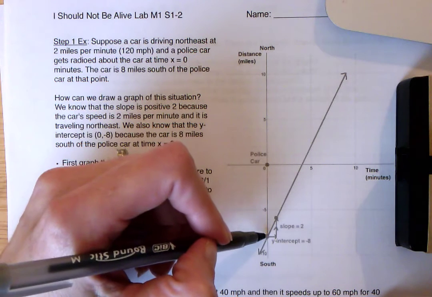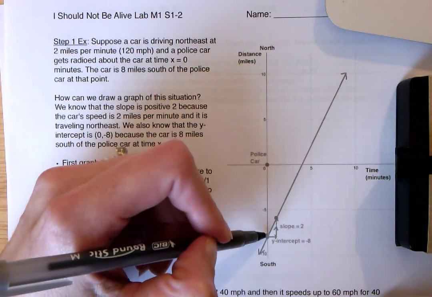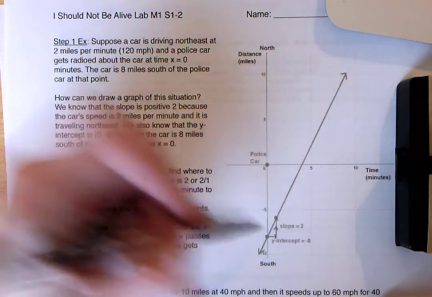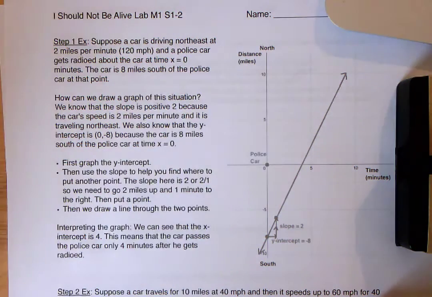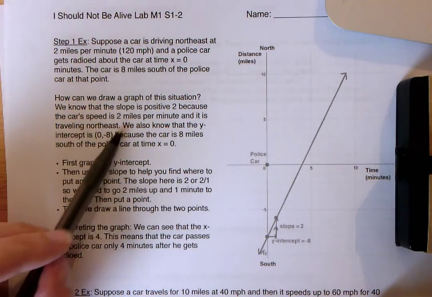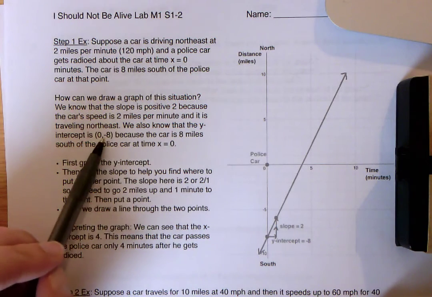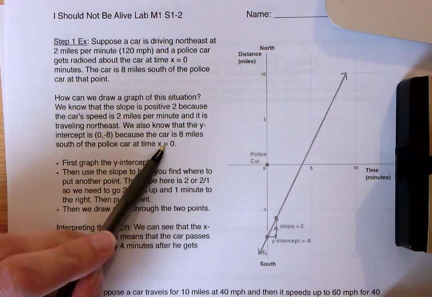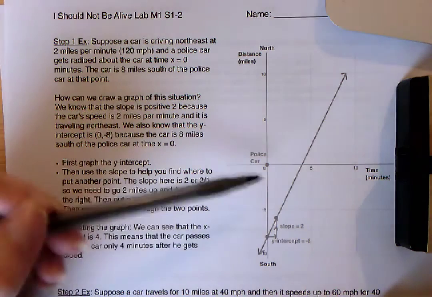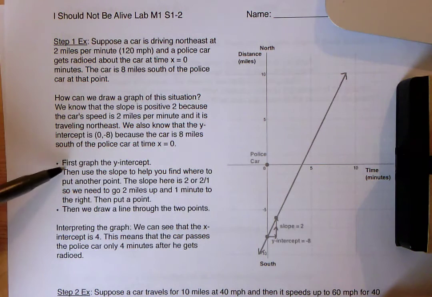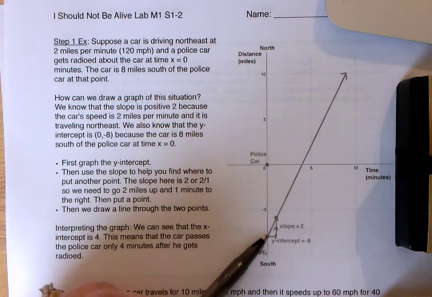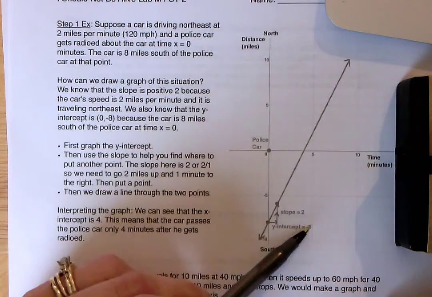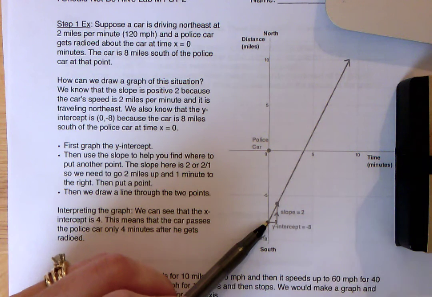So if you look at that, that's up 2, over 1. Okay, up 2, right 1 specifically. So again, we also know that the Y-intercept is 0, -8 because the car is 8 miles south of the police car at time x equals 0. So how do you graph this? First, graph the Y-intercept. So we start by graphing on the Y-axis, -8. That's where the car is, right?